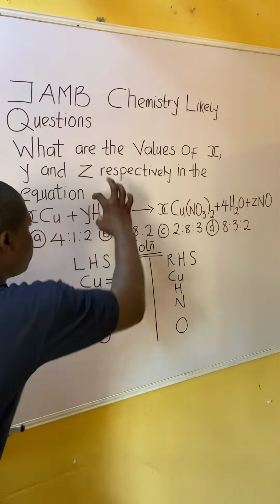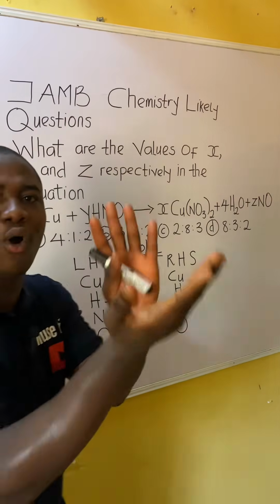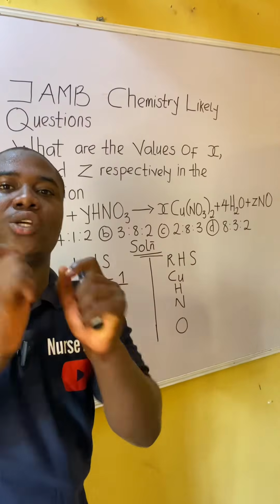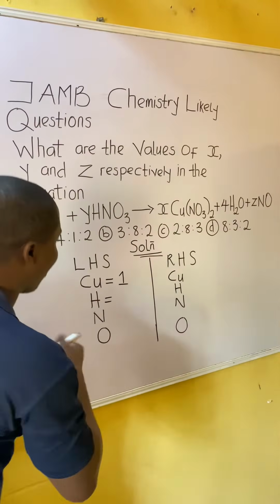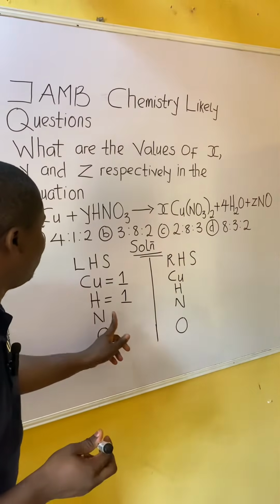Wow, I can see just one hydrogen. Are you seeing any number in front of hydrogen or at the back of hydrogen? No, we are just seeing hydrogen, H. So hydrogen as well is 1. Are you there? Moving over to nitrogen.